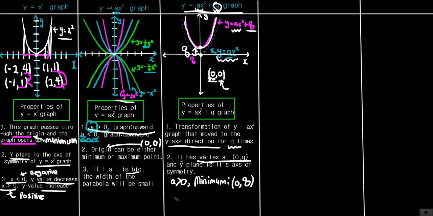Let's think about when the a value is less than 0, which means it is negative. As we have learned, when the a value is negative, the graph goes downward.